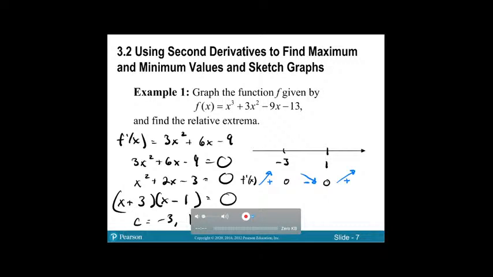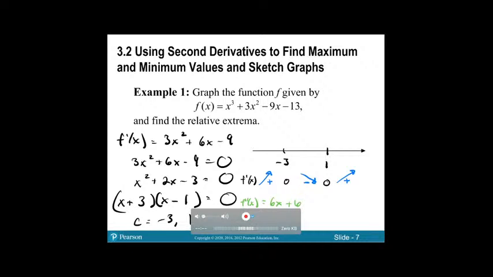Okay, and so I just want to go ahead and look at the second derivative, right? Let's just take the derivative of the first derivative. I'm kind of running out of space. I'll go this color. So then f double prime is going to be, okay, that's going to be what? 6x plus 6, right?